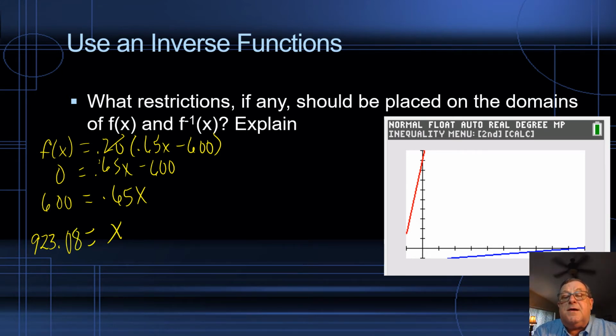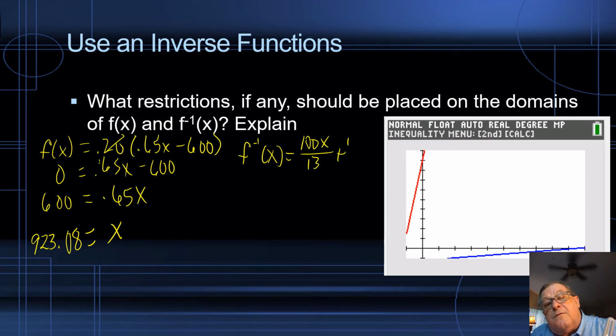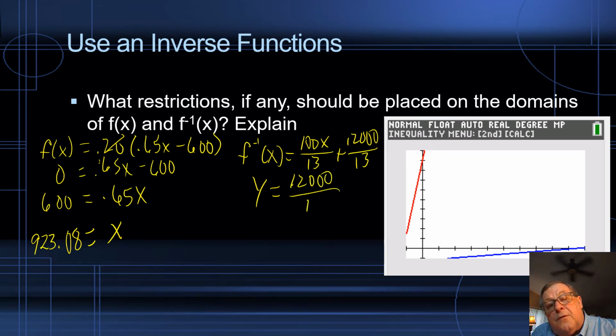All right, well, what if I find the y-intercept of the inverse function? Hopefully that would also be 923.08. So let's see, the inverse function, as I recall, was 100x over 13 plus 12,000 over 13. All right, and so if I set x equal to 0, because I want to find the y-intercept, well, 100 times 0 in the numerator of that first expression, that's going to be 0. And so I'm going to be left with 12,000 over 13. And what's 12,000 over 13? Well, Shazam, it's also $923.08.